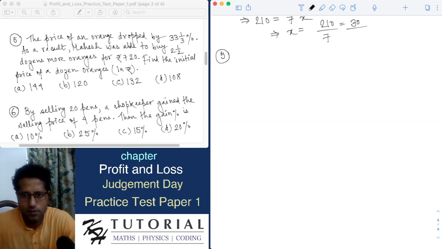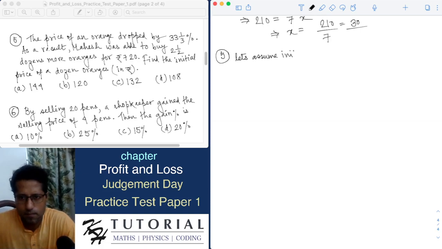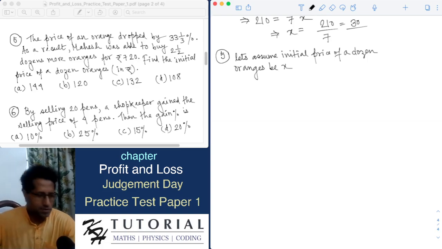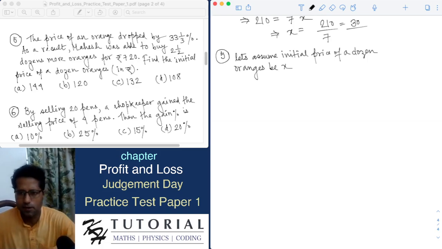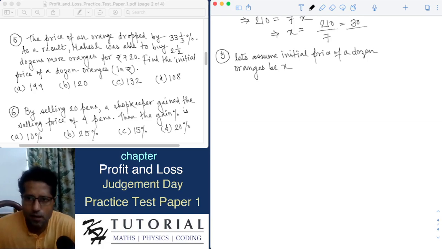Okay, so let's assume the initial price of a dozen oranges be x. It will be rupees x. I'm not using the symbol rupees, it is understood. So we are assuming that the initial price of a dozen oranges, mind it is a dozen oranges, that is the initial price of 12 oranges, be x.